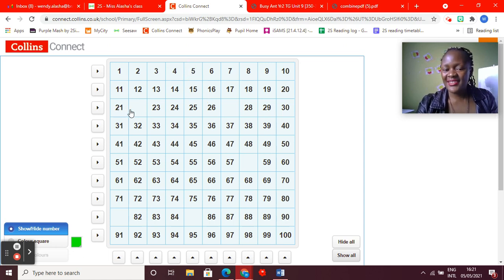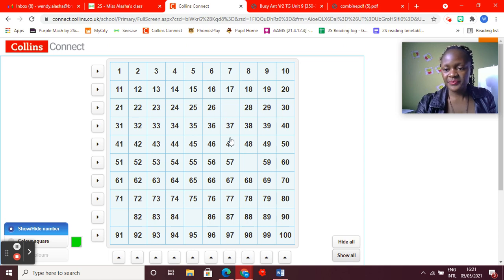Let's try this one. In the third row, there's 21, and 23. This time I'm not saying 21, 23. The number that we're looking for is greater than 21, but it is less than 23. Which number are we talking about? We are talking about the number 22.